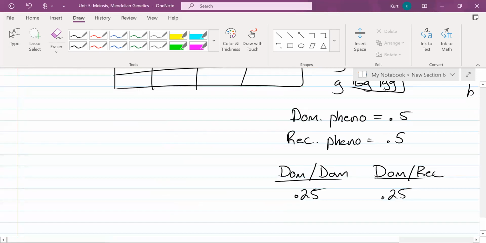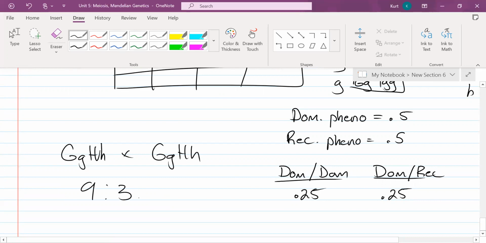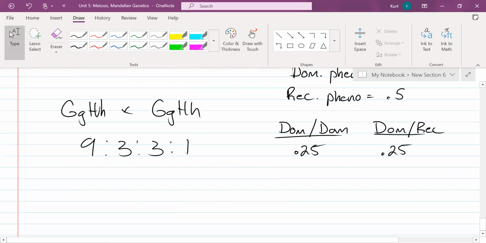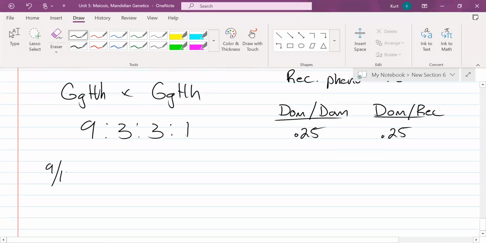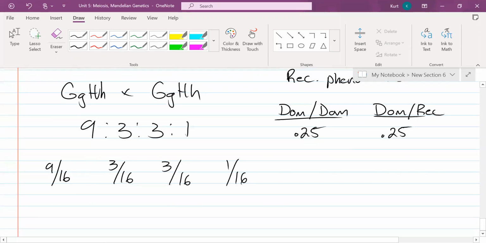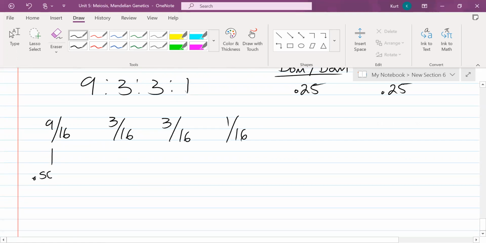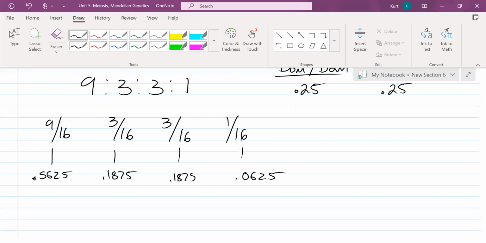Do you remember what it is if you have heterozygous cross with heterozygous? 9-to-3-to-3-to-1. If you want to know what frequency that is, you just do 9 divided by 16, 3 divided by 16, 3 divided by 16, and 1 divided by 16. I've been doing this so long, I've memorized the numbers. This is 0.5625. This is 0.1875, 0.1875, and 0.0625. So in order to get an individual that's homozygous recessive for both traits, that's 1 out of 16. You would multiply the frequency times 0.0625.